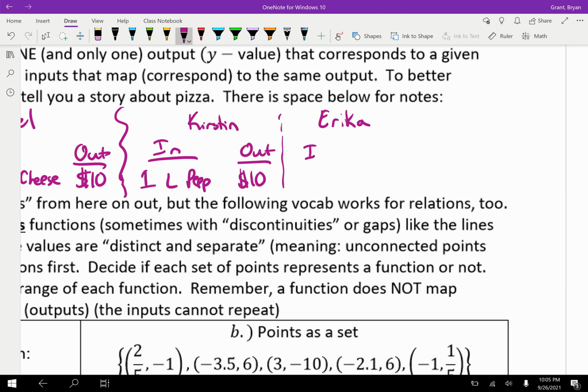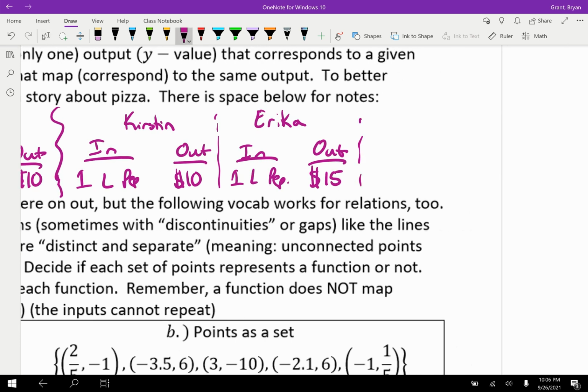And she says, okay, I would also like 1 large pepperoni pizza. And the cashier says, okay, for you, great, but that's going to be $15. Erica's a little bit confused, but says, well, that seems very strange to me, but I'll think about it. And so Daniel walks up, does the same thing. He's like, I would also like 1 large pepperoni pizza. And the cashier says, awesome, for you, that's going to be $5.